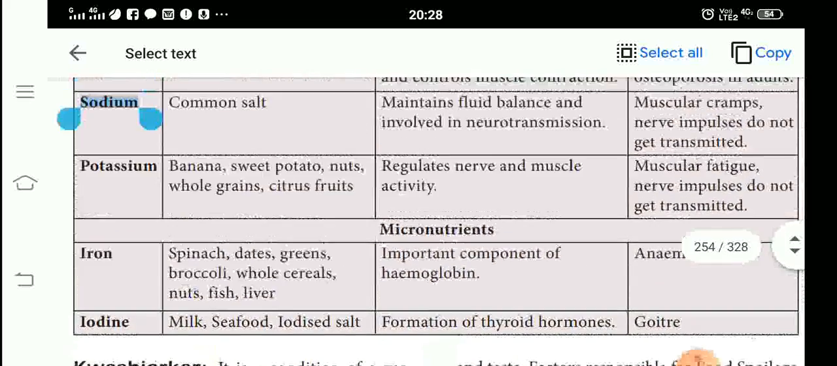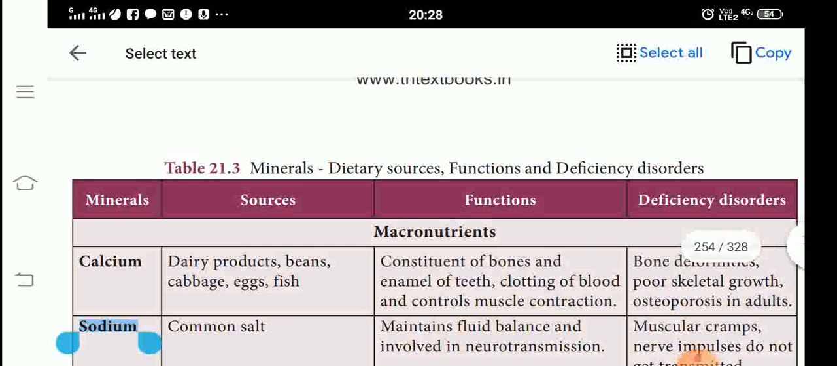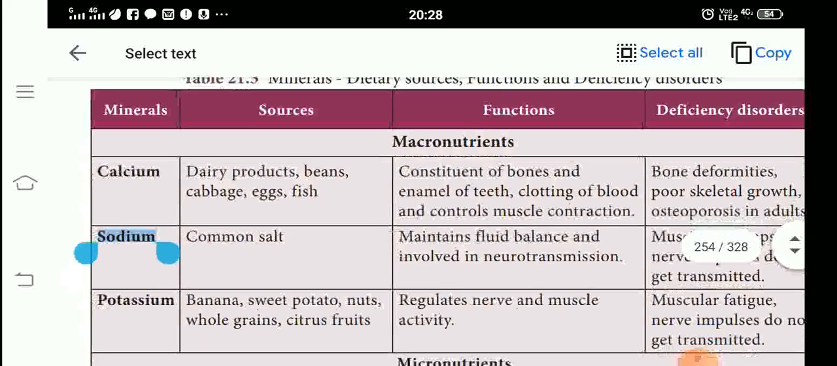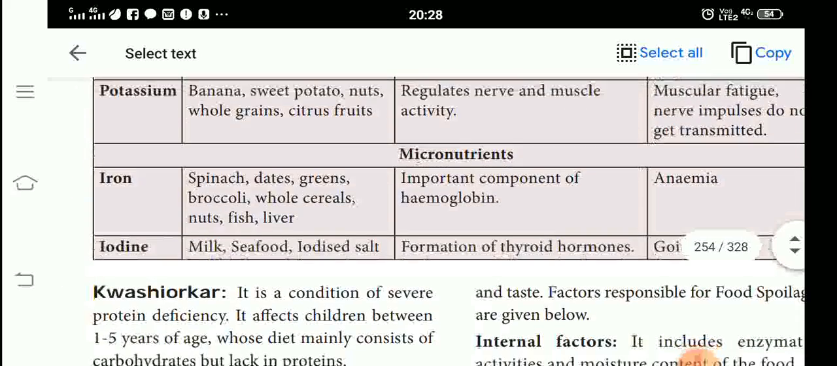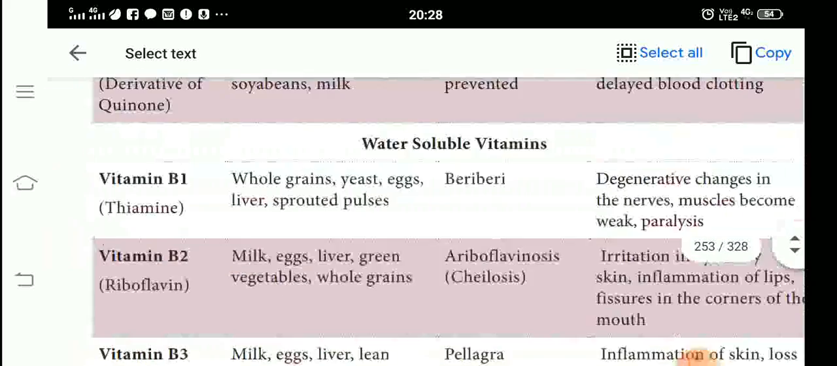These are all the minerals, dietary sources, functions, and deficiency disorders. We have seen the macronutrients, in which we saw calcium, sodium, and potassium. In micronutrients, we saw iron and iodine.